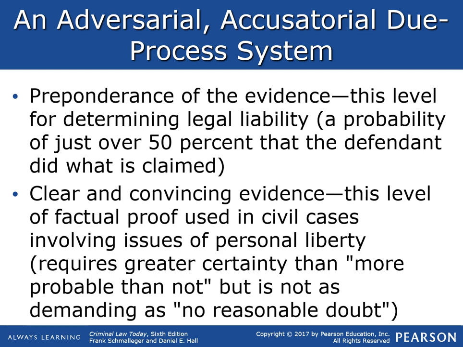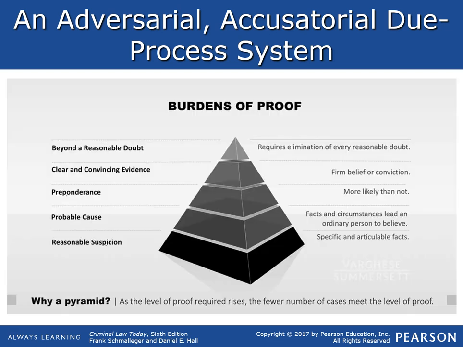Another level is clear and convincing evidence. This level of factual proof is used in civil cases involving issues of personal liberty. So it requires greater certainty but more probable than not. But it's not as demanding as no reasonable doubt.